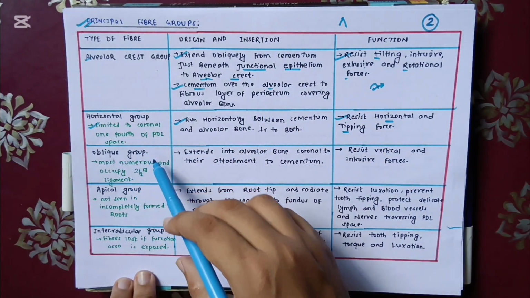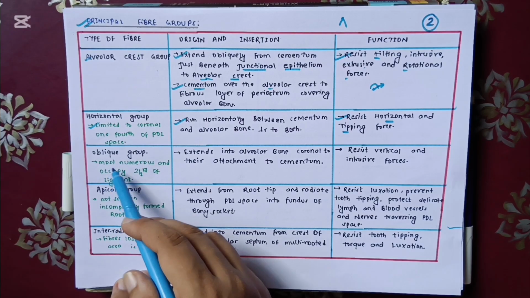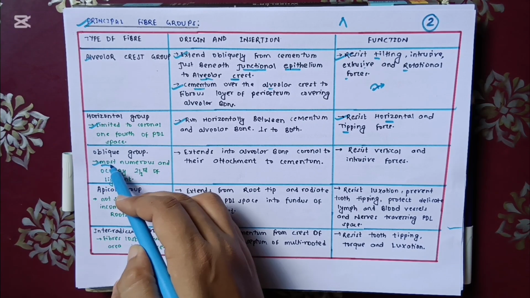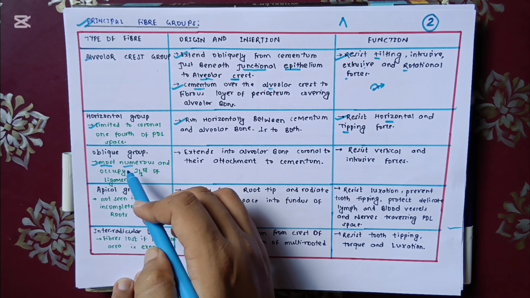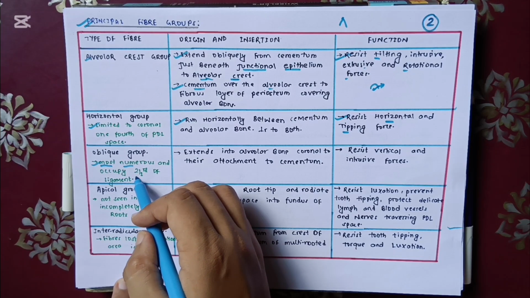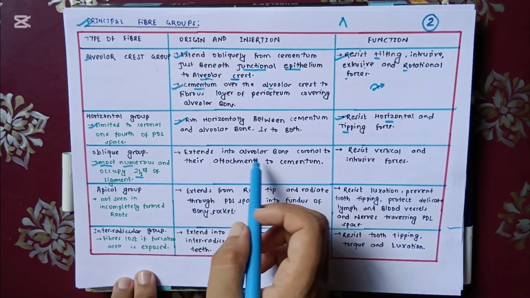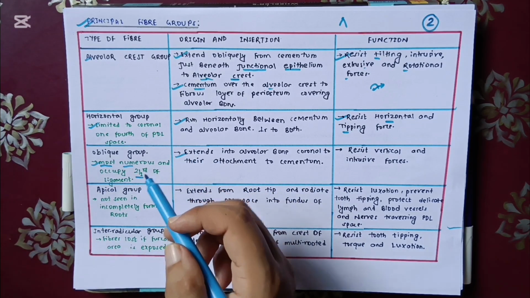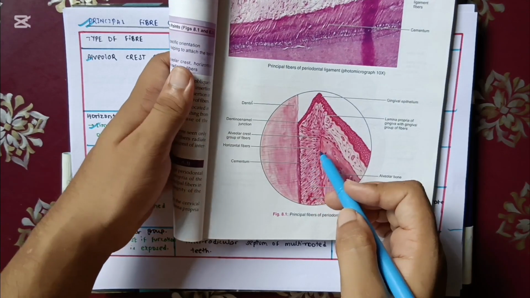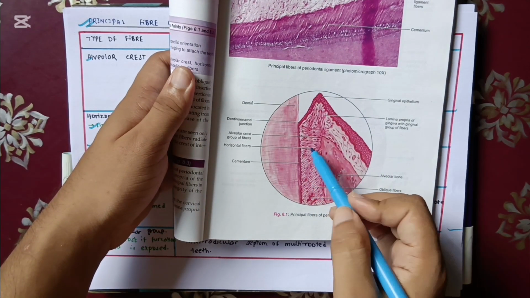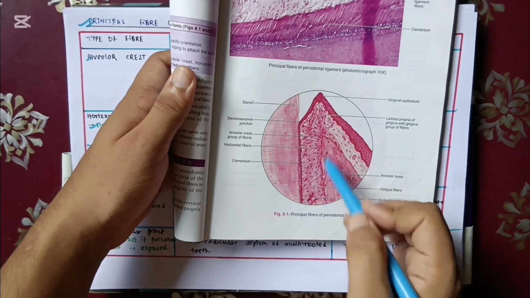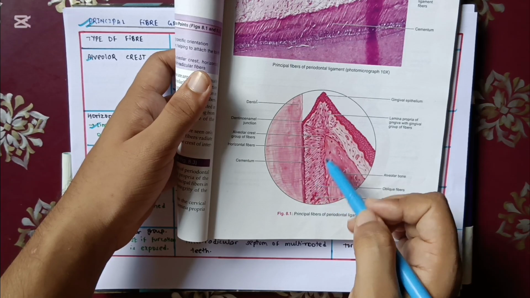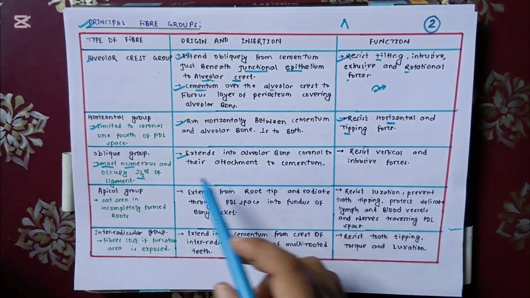After that, the oblique group. The oblique group is the most numerous and occupies 2/3 of the ligament. It is the most numerous type of fiber present in the periodontal ligament, and it extends into the alveolar bone coronal to their attachment to the cementum. This is the oblique group fiber. These oblique fibers are the most predominant fibers of this periodontal space, and they extend from the cementum below the horizontal fiber towards the alveolar bone, coronal to their attachment.